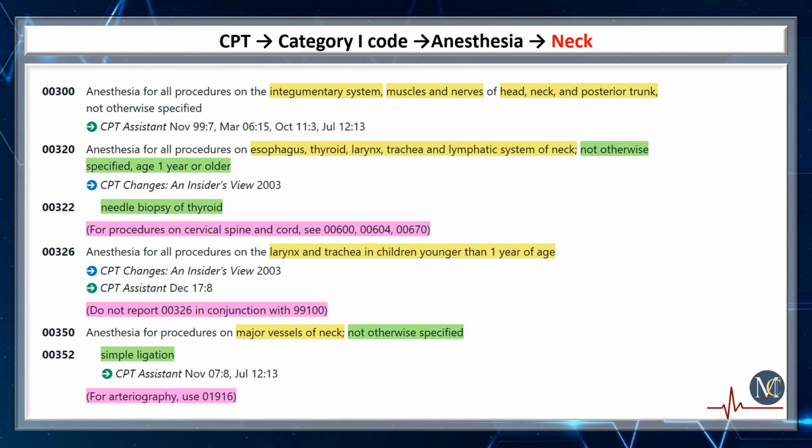Next code is 00350, anesthesia for procedures on major vessels of neck not otherwise specified. Code 00352 is simple ligation. Ligation means tie off. It means the anesthesia service is given to tie off blood vessels so that blood cannot flow to a part of the body or a tumor.